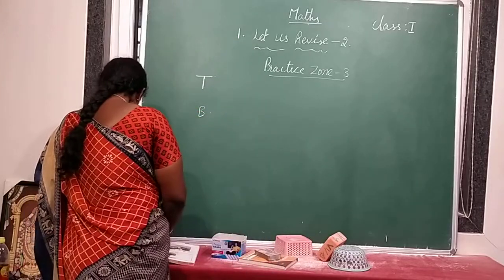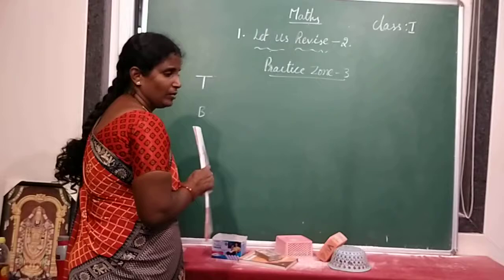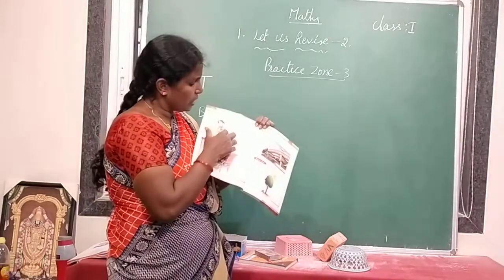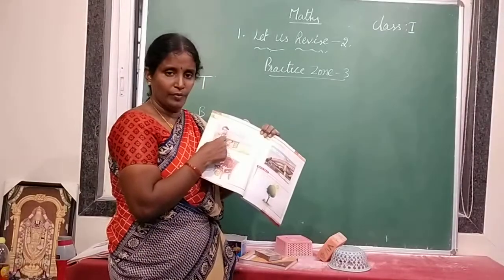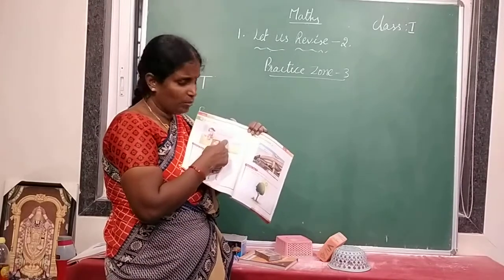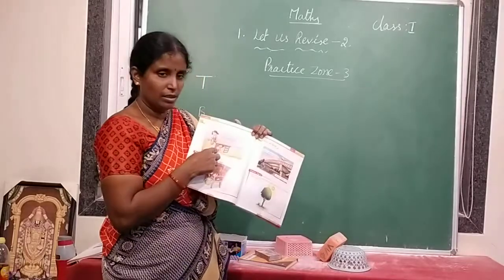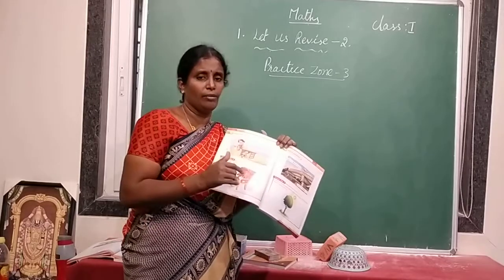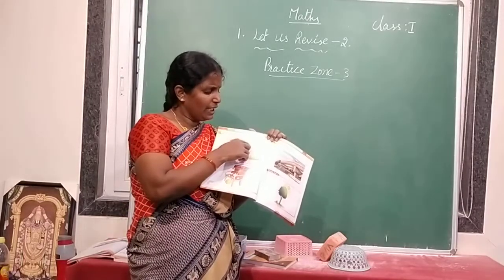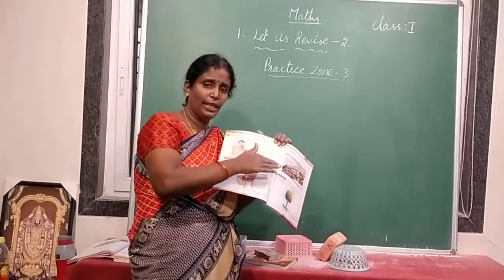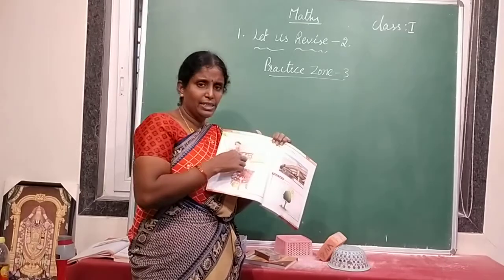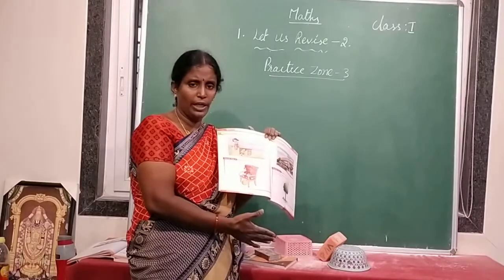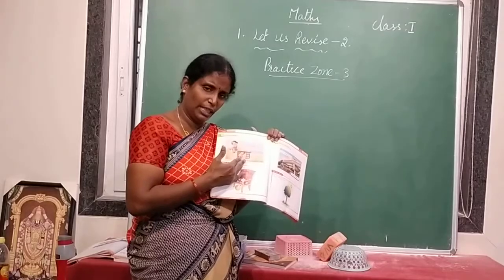Now open page number 12. Page number 12. The girl is on the table. So she sat on the table. And the boy is under the table. Understood? So the girl is on the table, and the boy is under the table.